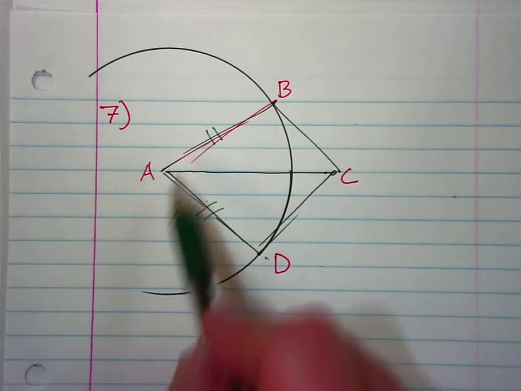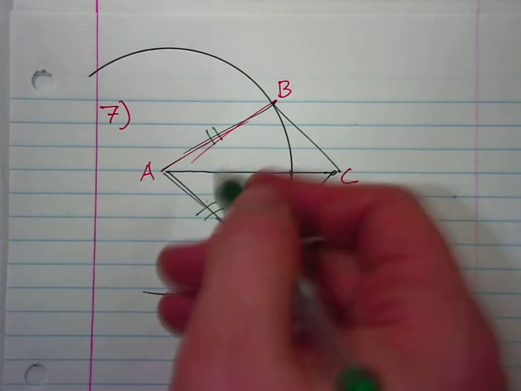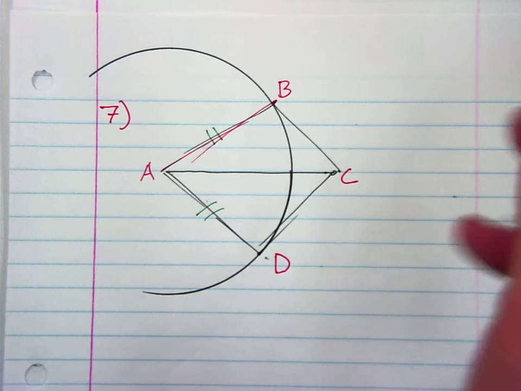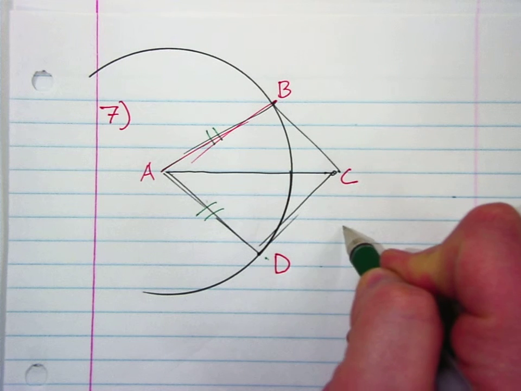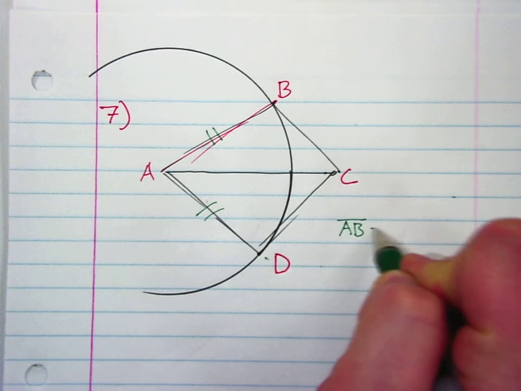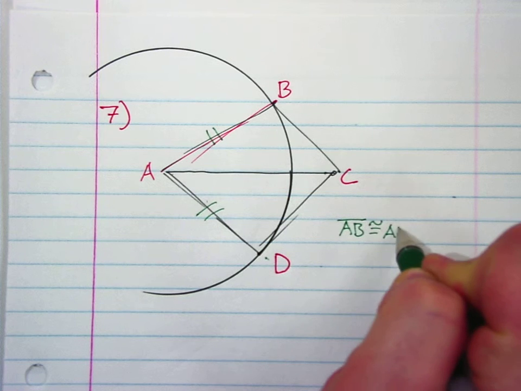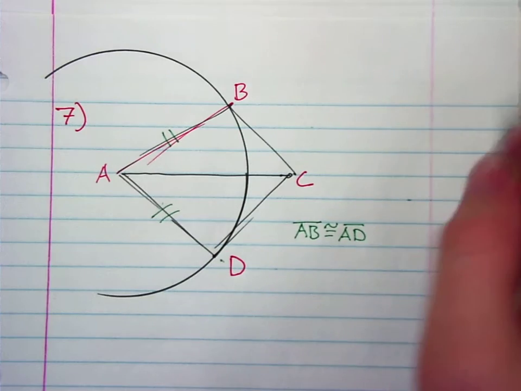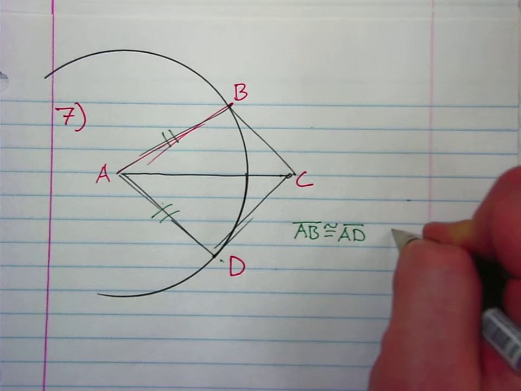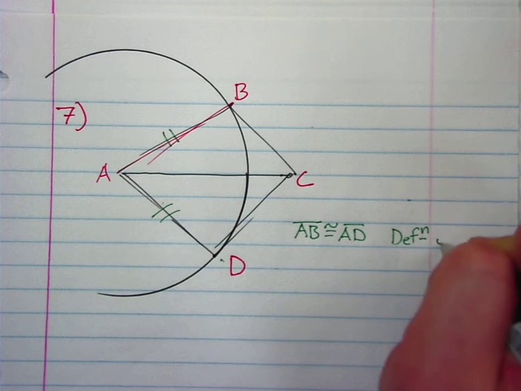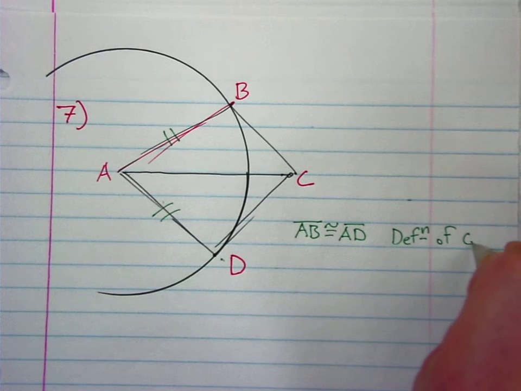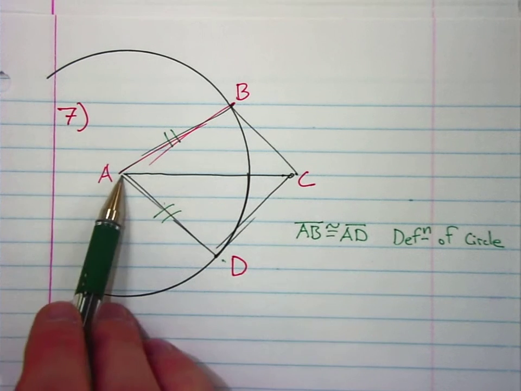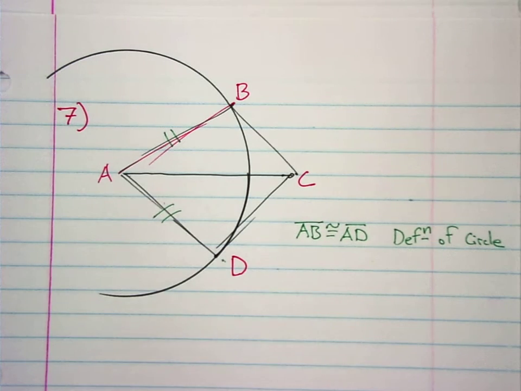So in this case, we could say that AB is congruent to AD. Our reason? Well, that's how, in this book, that's how we define circles. So definition of circle. We defined a circle to be a set distance from a center point on a plane. So that one could occasionally rear its head, so look for it.